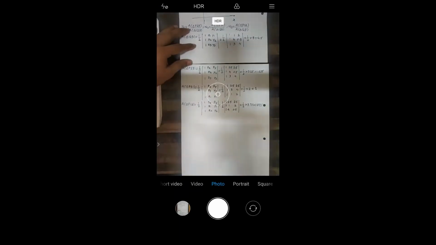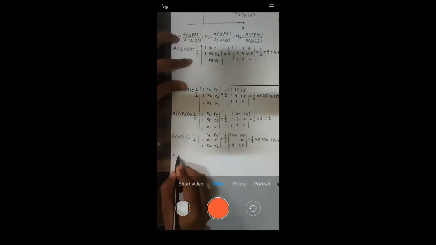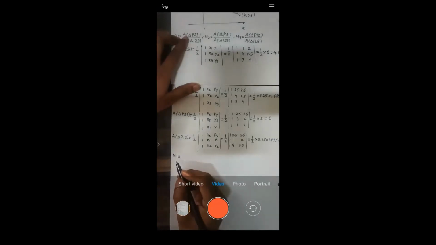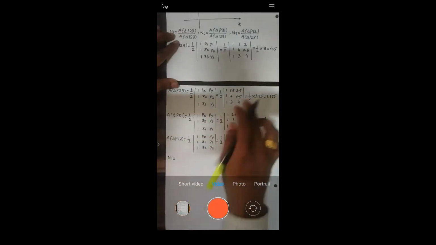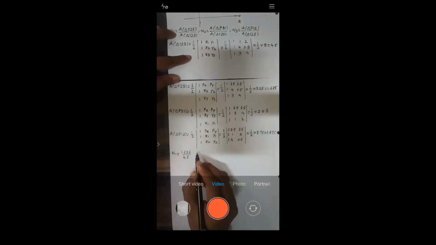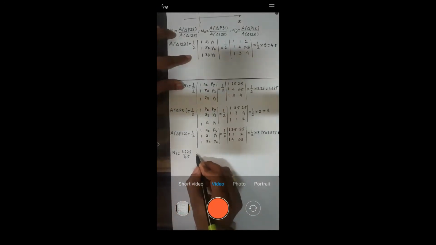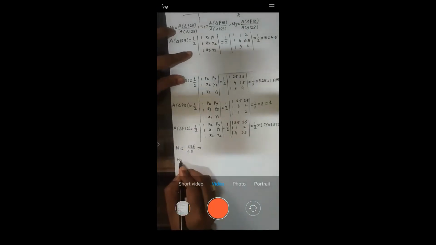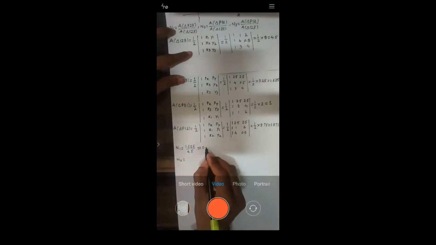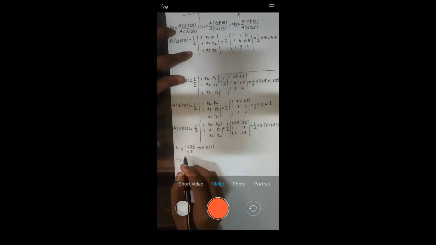Okay. So now we have all the areas. Now we need to calculate shape function N1. So N1 is area of triangle P23. Area of triangle P23 is this 1.625 upon area of triangle 123, that is 4.5, right? Similarly, we can calculate. So tell me what value of N1 you are getting. 0.3611. Okay.